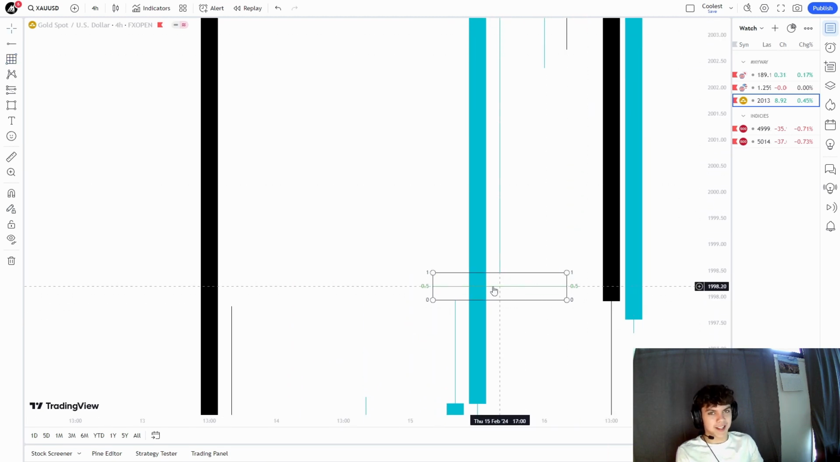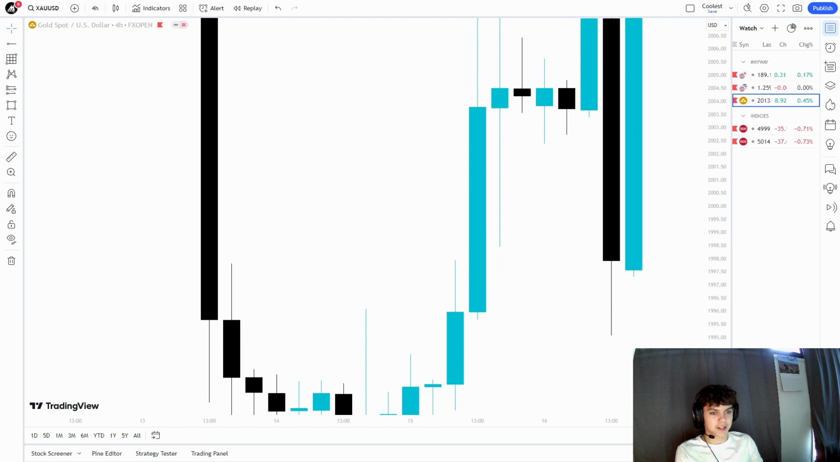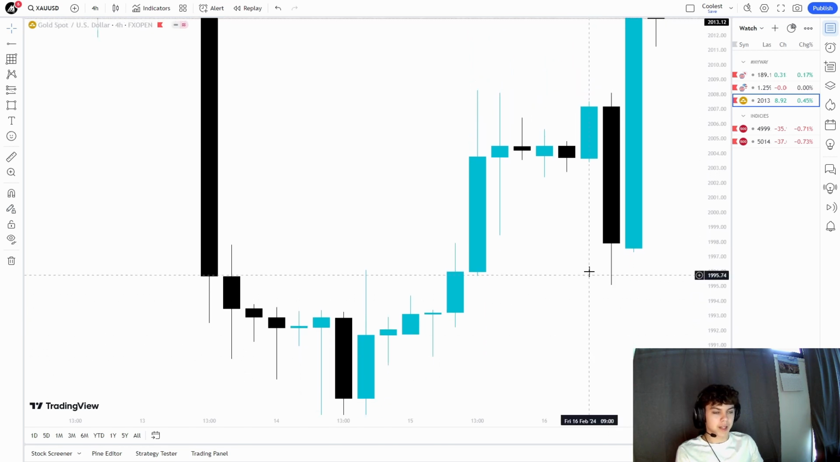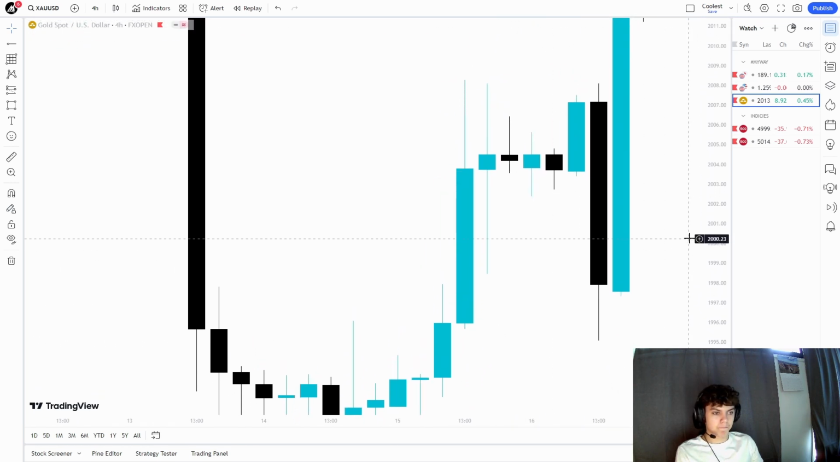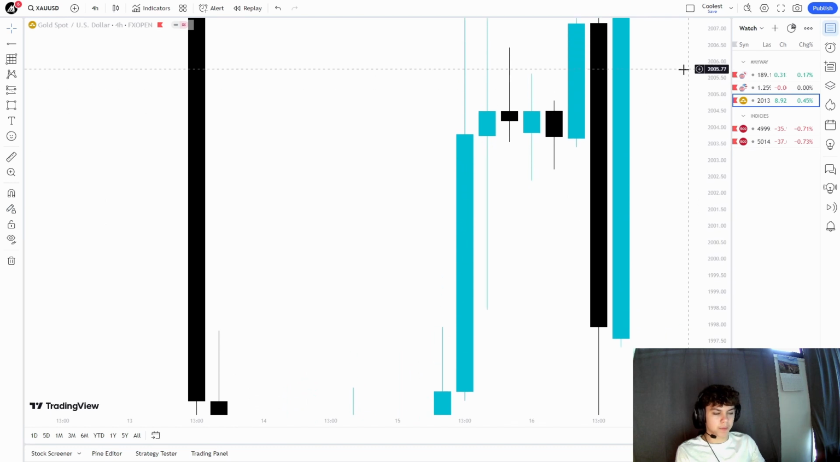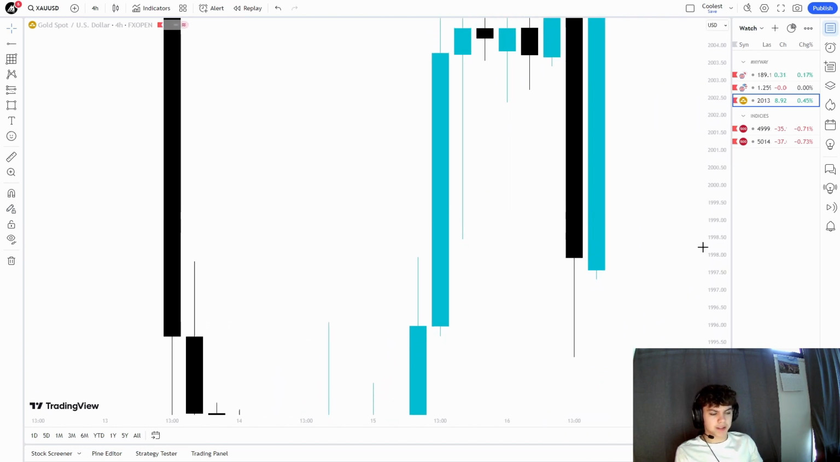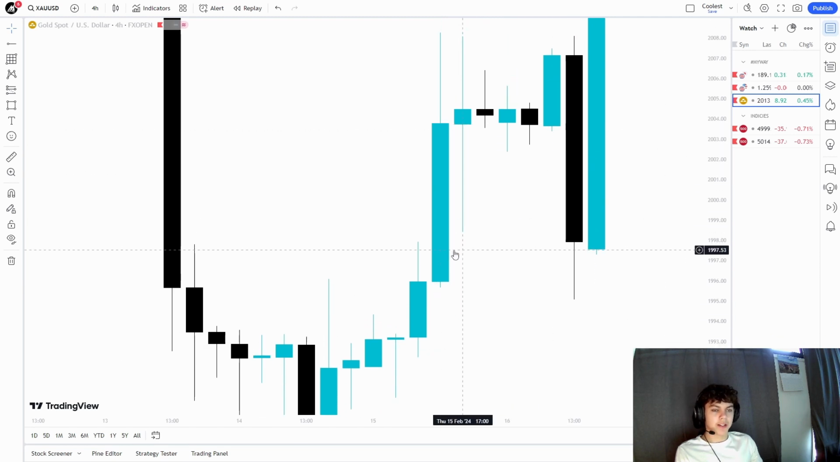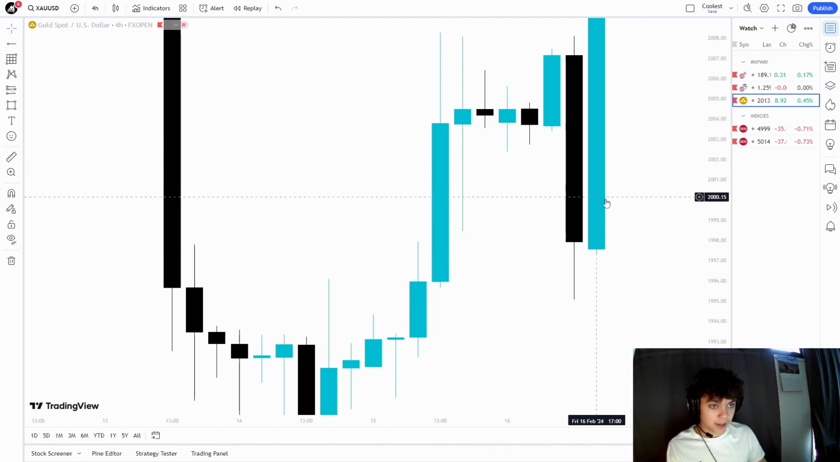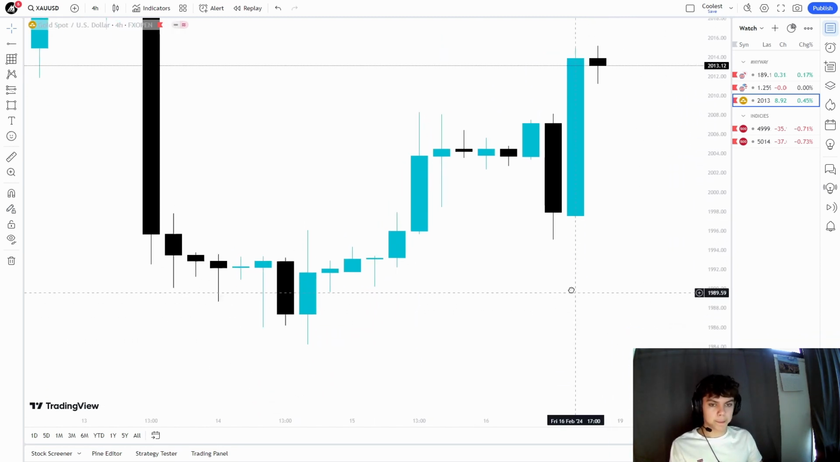So this would be the gap, but that is so small that it isn't even worth marking. As you can see, before it even created the gap, it already got filled right here. So we don't need to mark the fair value gap. Okay, so that is not a fair value gap. You understand me? All right.